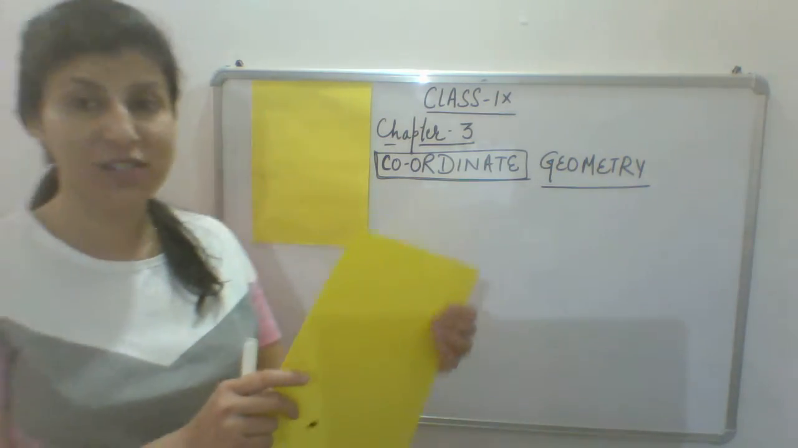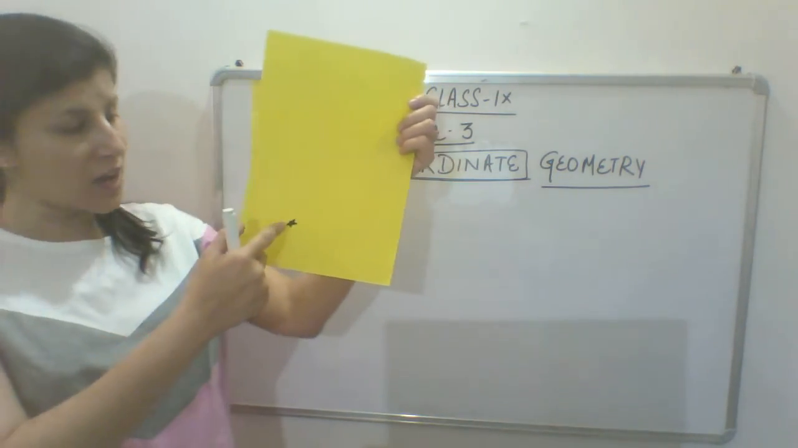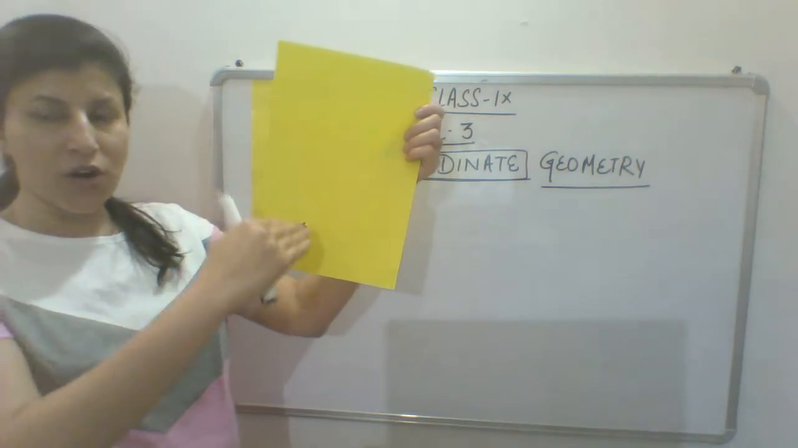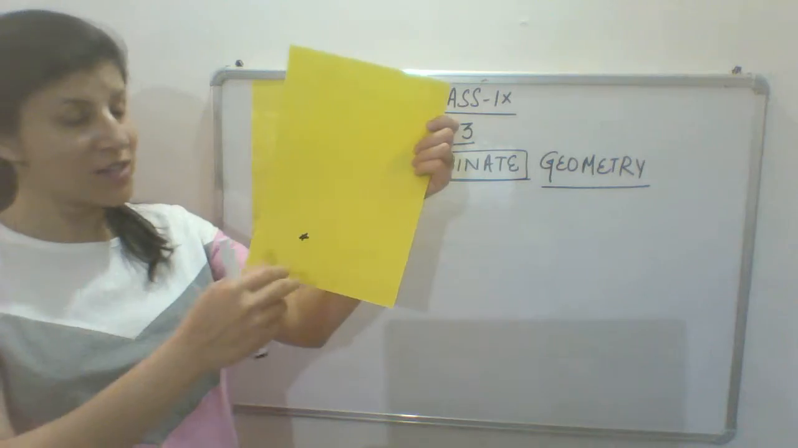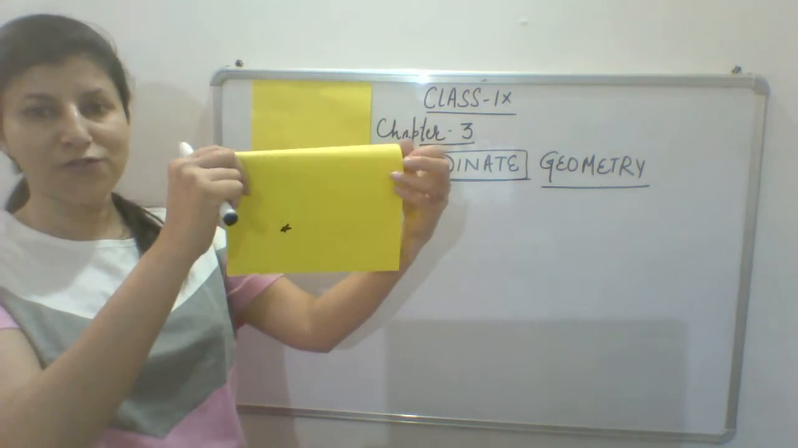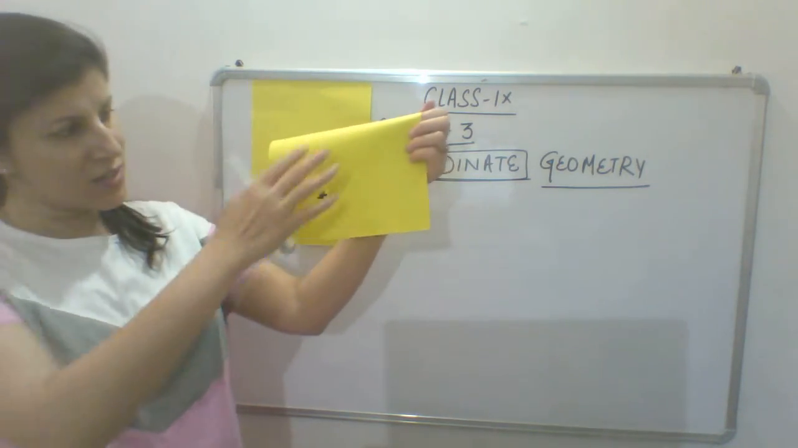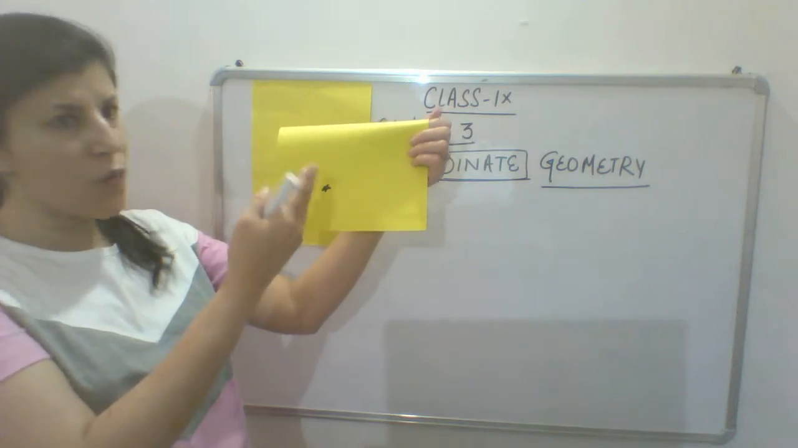Might be some of you are thinking this star is there in the lower half of this sheet, right? Obviously it is there in the lower half of this sheet. This is the lower half, but where is it?